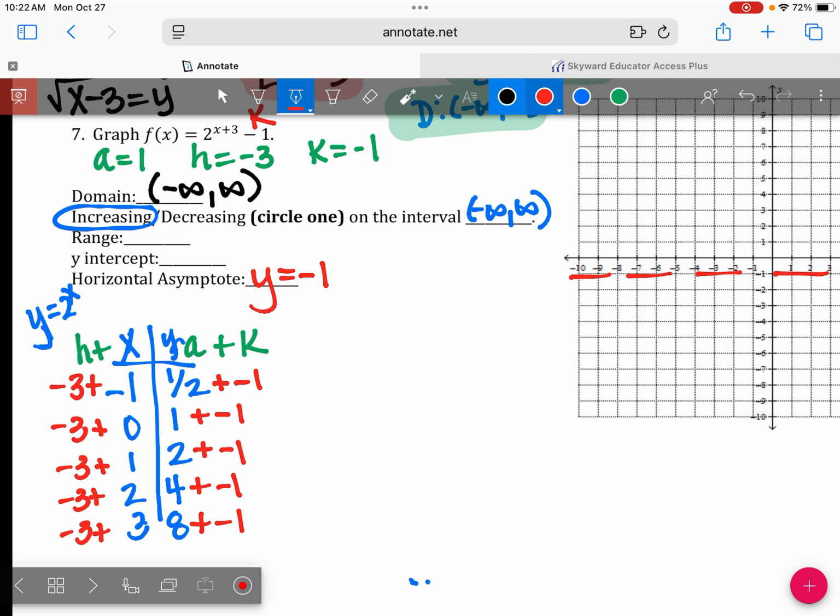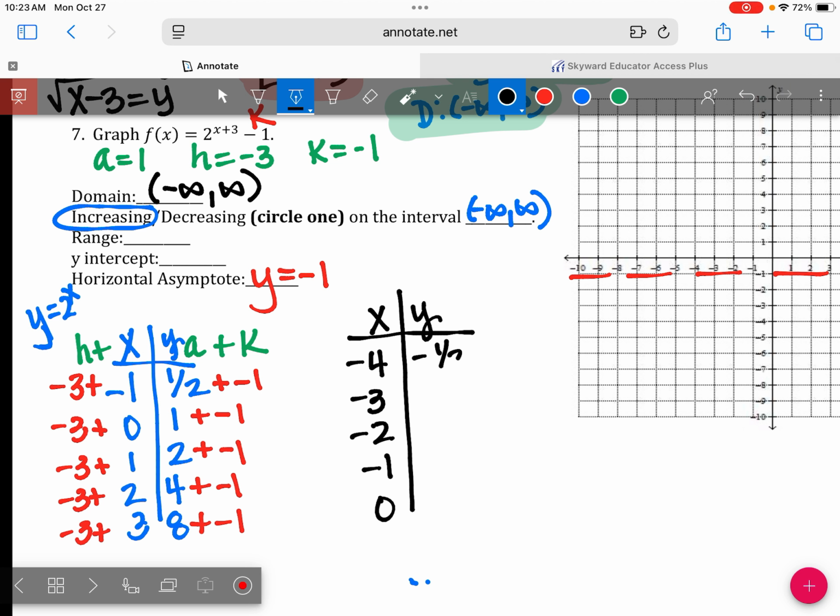So I'm going to make my second table. This is the table that I'm going to graph. So this is what I get after I do my transformations. So this would be a -4, a -3, a -2, a -1, and a 0. 1/2 minus 1 is a -1/2. 1 minus 1 is 0. 2 minus 1 is 1. 4 minus 1 is 3. And 8 minus 1 is 7.